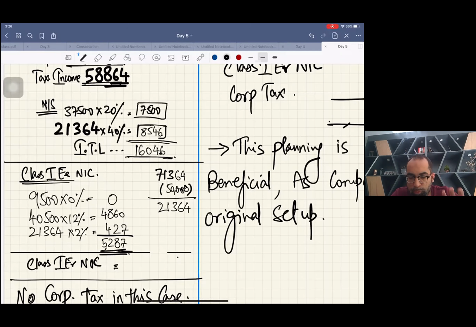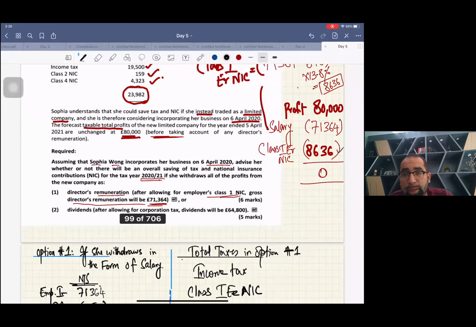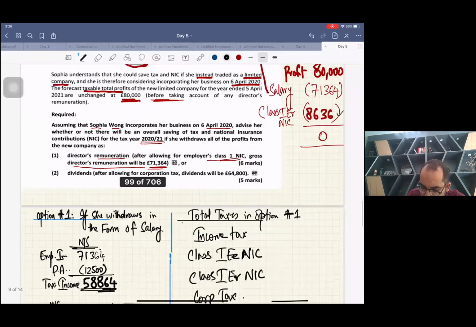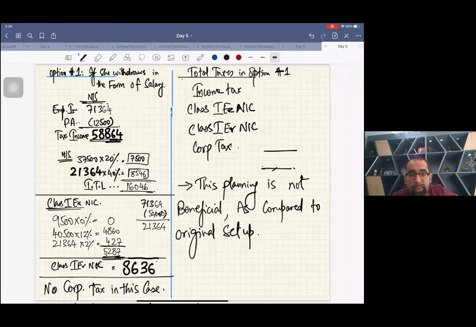Now for class 1 employer NIC, no need to calculate. Already we have calculated it. See, let me show you. Class 1 employer NIC is 8636. We have already calculated it through the balancing figure. And my dear student, in this case there is no corporation tax because everything you have withdrawn is an allowed expense. So the bottom line of the TTP is 0, and there should be no corporation tax.